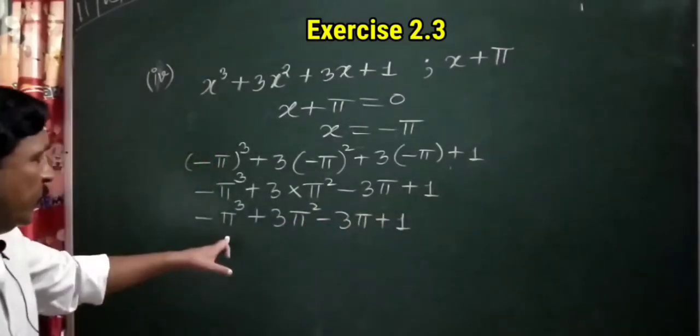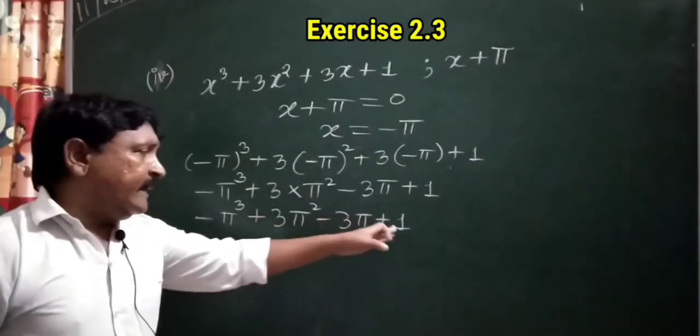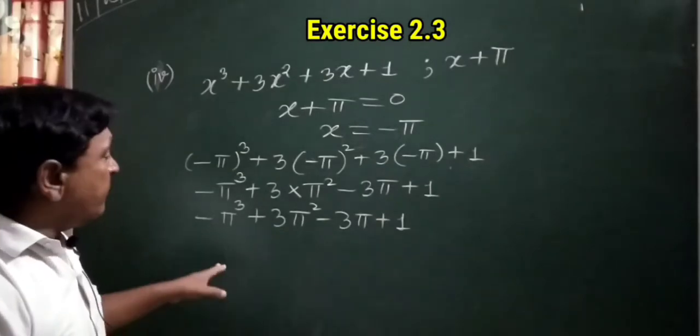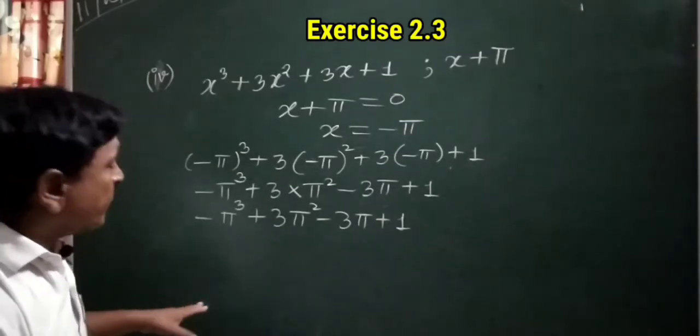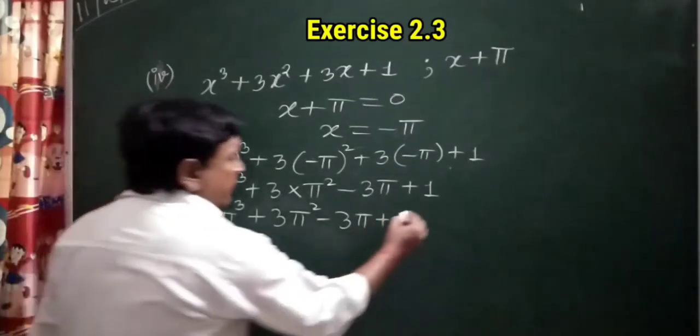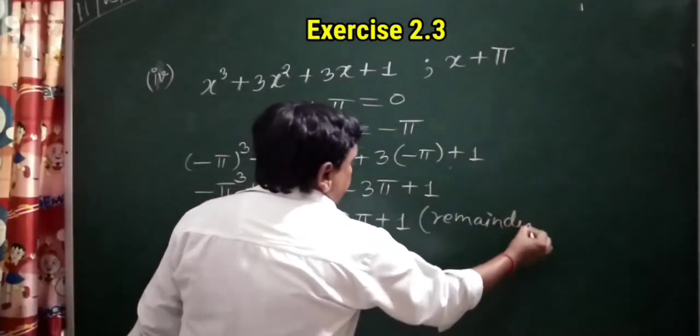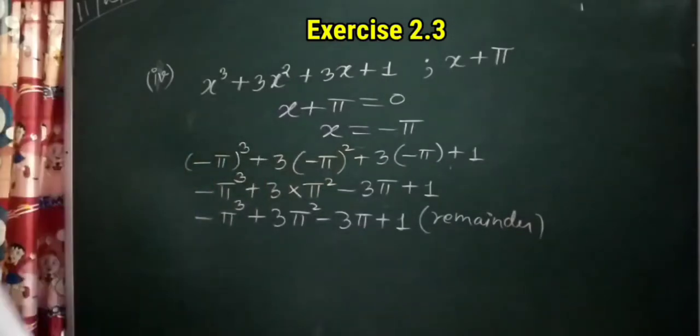Pi cube, pi square, pi, and this number, they are all four different terms. They will not get solved by themselves, they are not like terms. So this is our needed remainder. Understood? Note it.